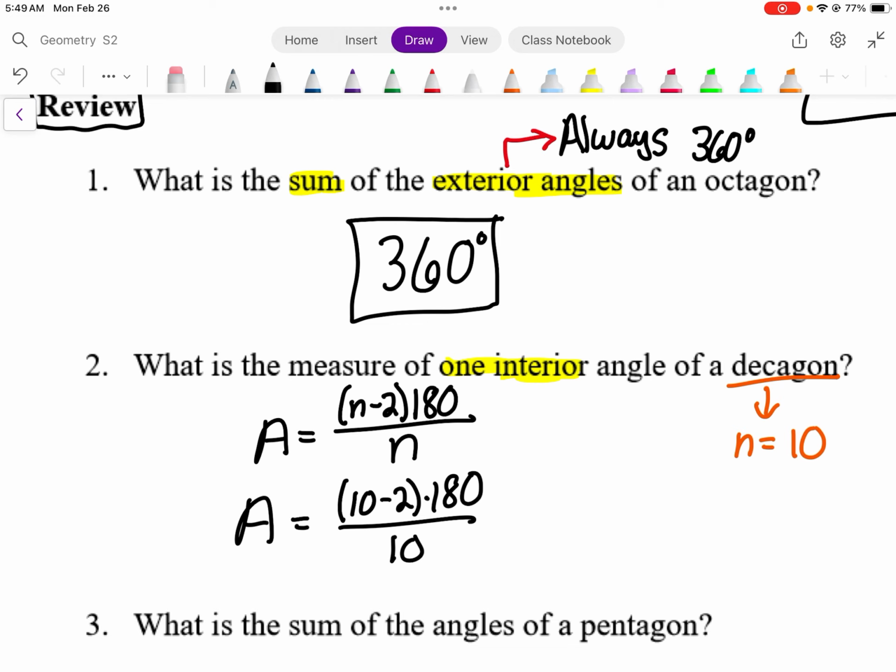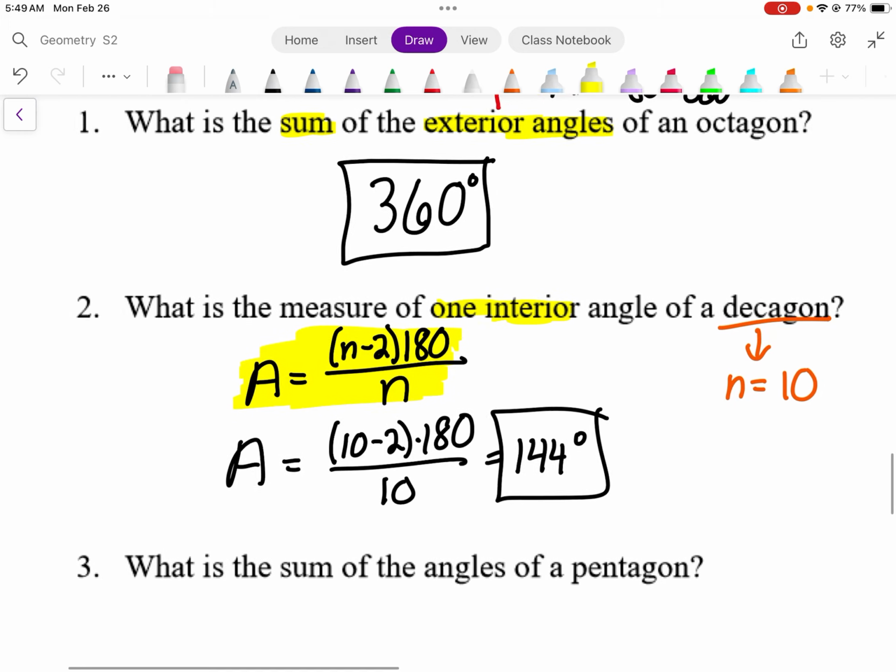And once you get that typed in, you should get 144 degrees per angle. So this is when you're looking for one angle. You would use this formula. Or if you are given one angle and you're looking for the number of sides.